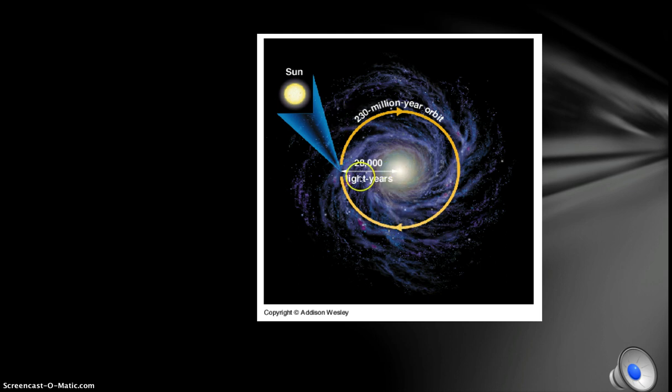Remember that it's 28,000 light years away from the very center, and so as such has a very large orbit that takes a very long time to complete. Here we see it takes 230 million years for the Sun to orbit around the center of the Milky Way once.